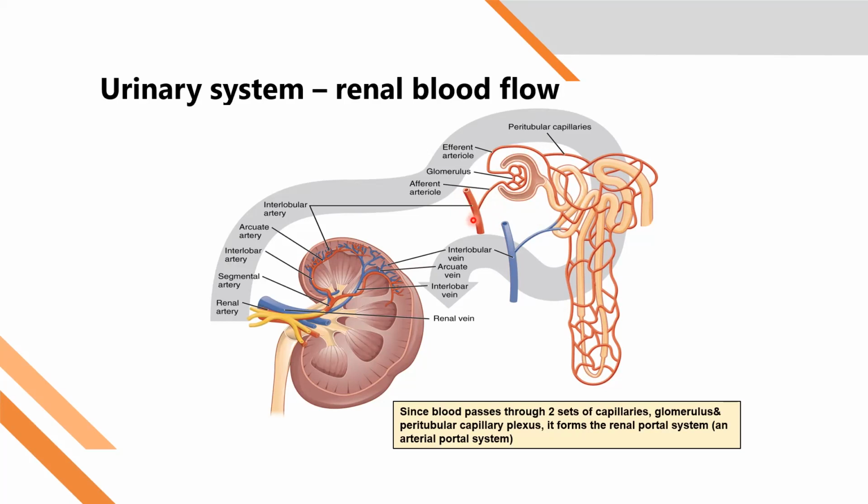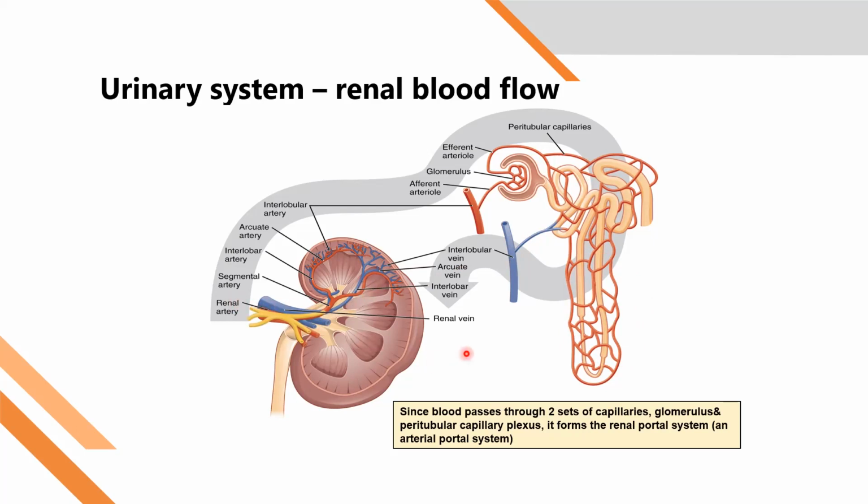So the afferent arteriole is coming out from the interlobular artery. And from the glomerulus, it goes to the efferent arteriole, for further absorption of all the needed water or nutrients from the blood that has been filtered through the glomerulus, and eventually it's returned back to the interlobular vein, arcuate vein, interlobar vein, and renal vein.